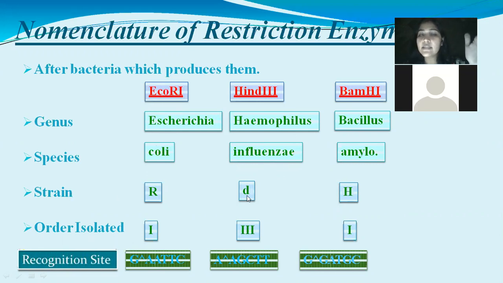HindIII is Haemophilus influenzae. D is the strain name, and 3 is the order in which it was isolated. Then BamHI is Bacillus amyloliquefaciens. H is the strain, and 1 is the order in which it was isolated. And these are the recognition sites at which it will be making the cut in the DNA.